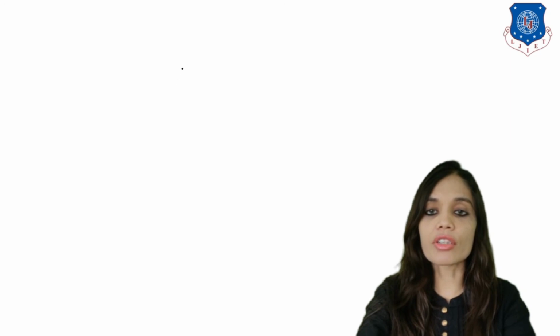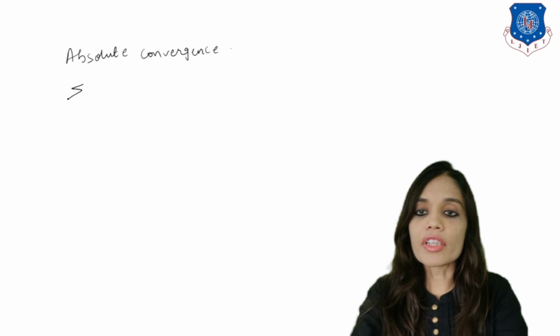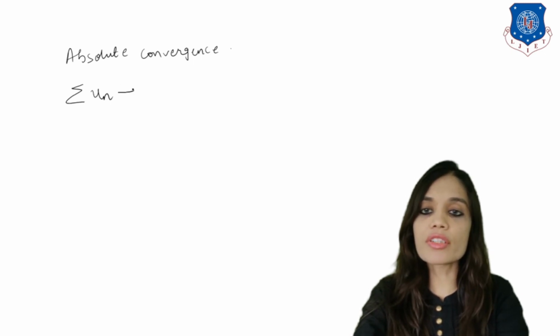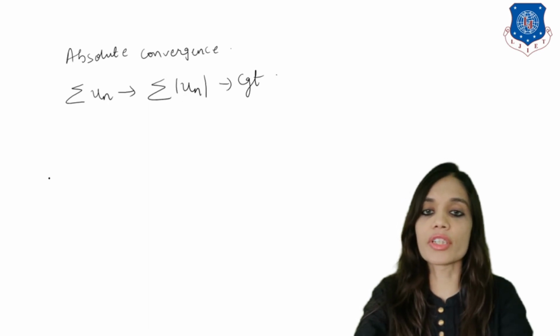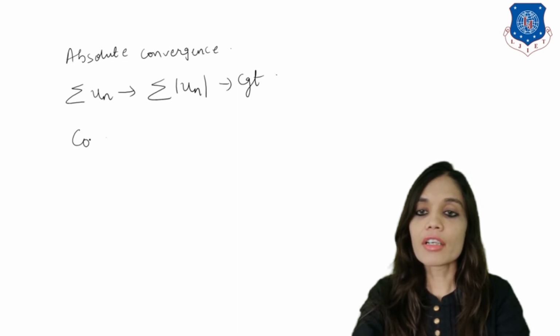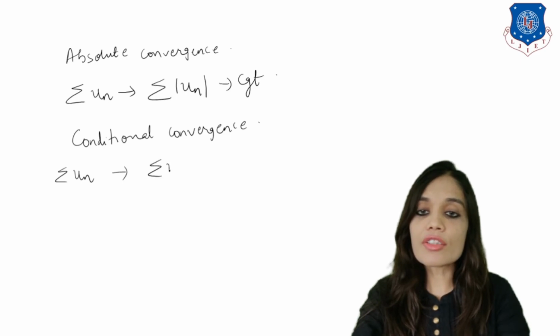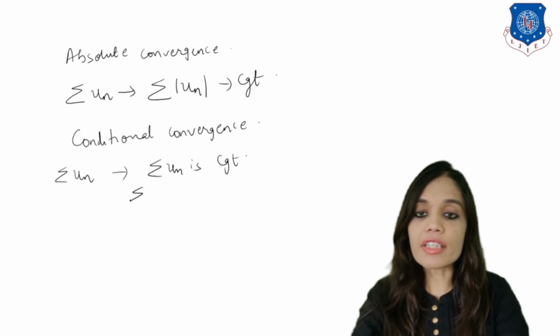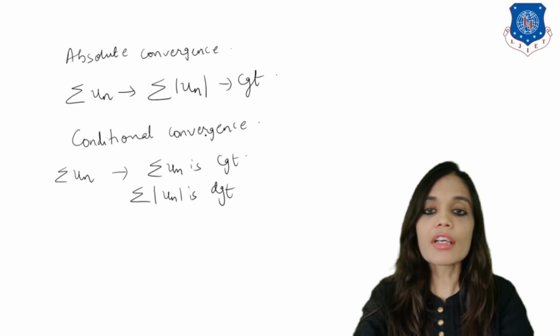So in today's session we have studied firstly absolute convergence. In this our given series un is absolutely convergent if the series of positive terms, that is mod un, is also convergent. Next we have studied conditional convergence. So series un is said to be conditionally convergent if series un is convergent, but series mod un is divergent, then the given series is known as conditionally convergent.